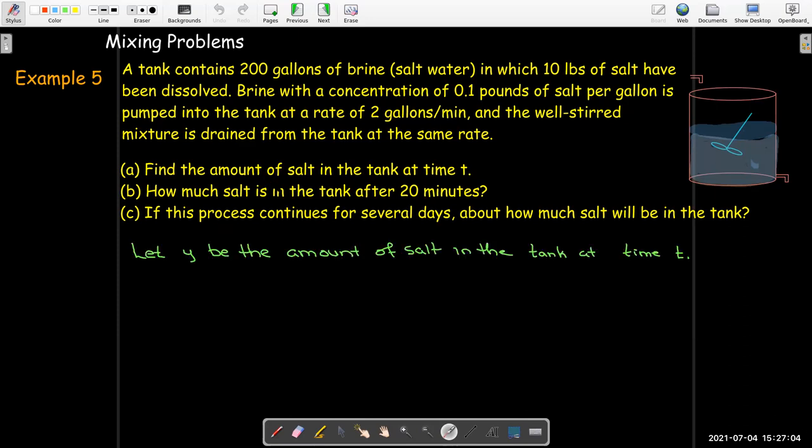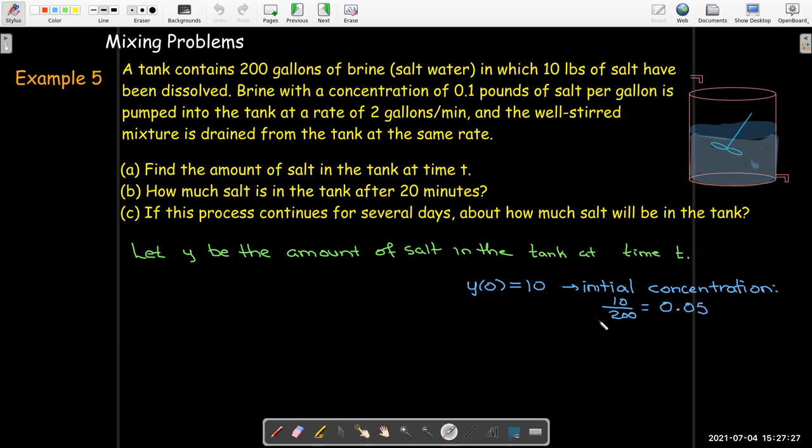Well, let's define a variable. We're going to let y be the amount of salt in the tank at time t. So we're told then at our initial condition that at time t equals 0, there are 10 pounds of salt. And our initial concentration is that there's 10 pounds of salt in 200 gallons of brine. So that ratio turns out to be 0.05.